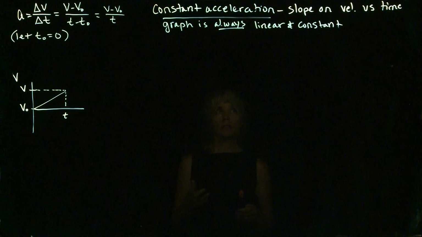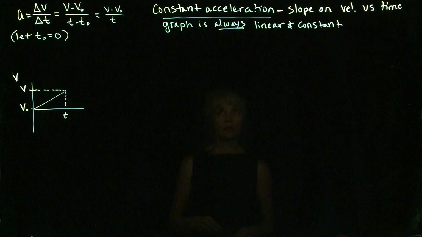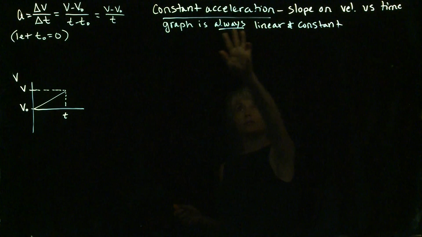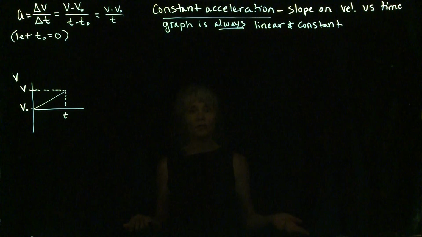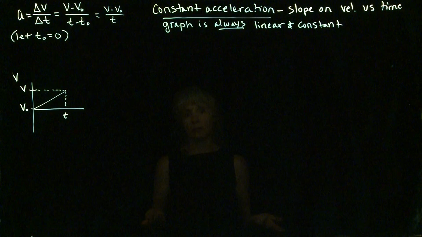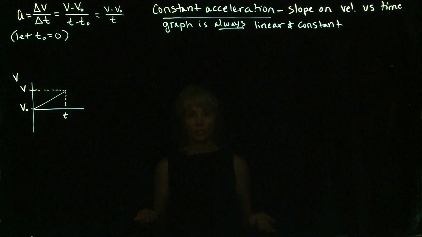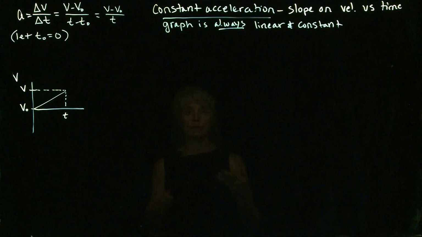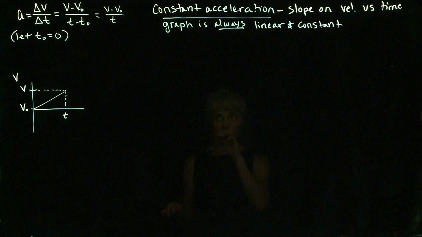So constant acceleration, remember, acceleration is the slope on the velocity versus time graph. So if the acceleration is constant, then the slope on the velocity versus time graph will always be constant. And of course, it's just going to be a line then if it's constant. So recall slope is just the rise over run. So the rise over run is going to remain a constant value.